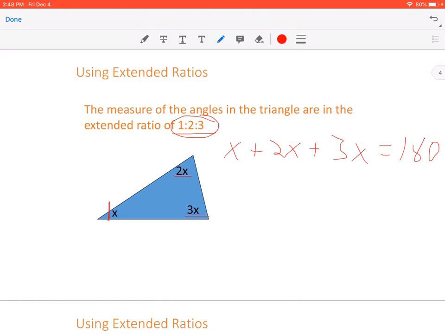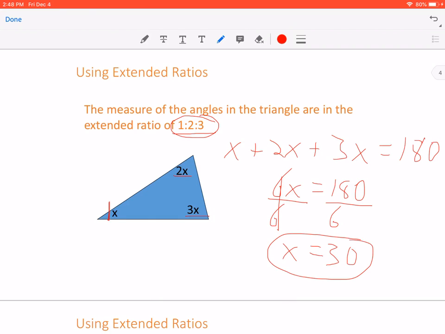Why is it 180? Because there are 180 degrees in a triangle. So clean up the left side. 3x plus 2x is 5x, plus 1 more is 6x, equals 180. You can use your calculator if you want to. How do you get x by itself? Divide by 6. 180 divided by 6, x is equal to 30.